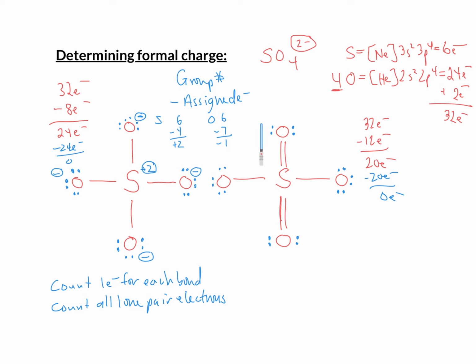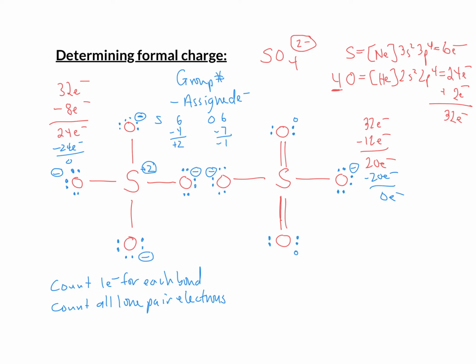Now let's calculate the formal charge for this sulfur and these oxygens. Well, again, oxygen is group 6, and these oxygens, right, 1, 2, 3, 4, 5, and 6. So 6 minus 6, right, these oxygens are neutral. And these oxygens on the left and the right are going to be -1, because again, 1, 2, 3, 4, 5, 6, 7 electrons assigned to this oxygen, 7 electrons assigned to that oxygen. 6 minus 7 is -1.